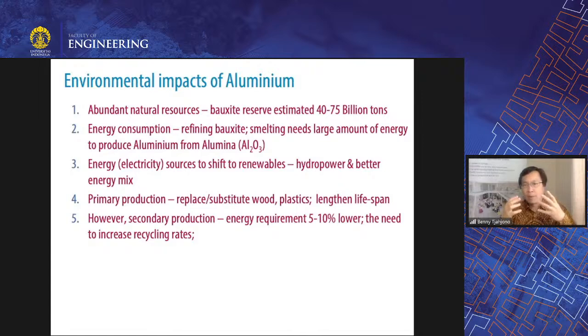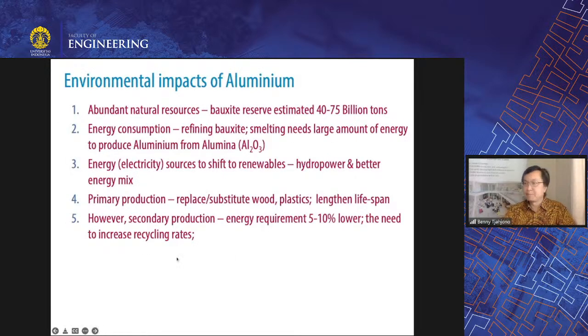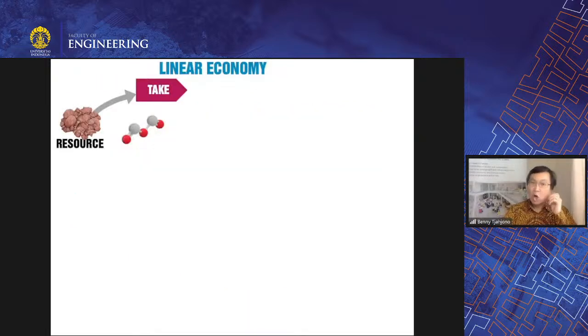And therefore, what we're trying to do in the future is reduce the primary production and then mix it with the secondary production. And this is where the idea of circular economy takes place. But before we move on to circular economy, we want to see what is the economy that we have at the moment.